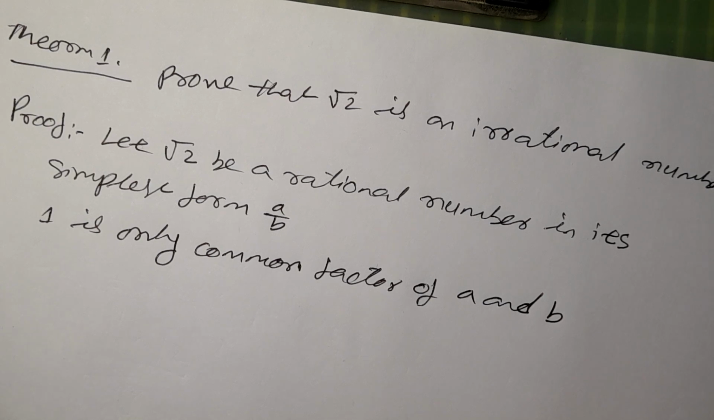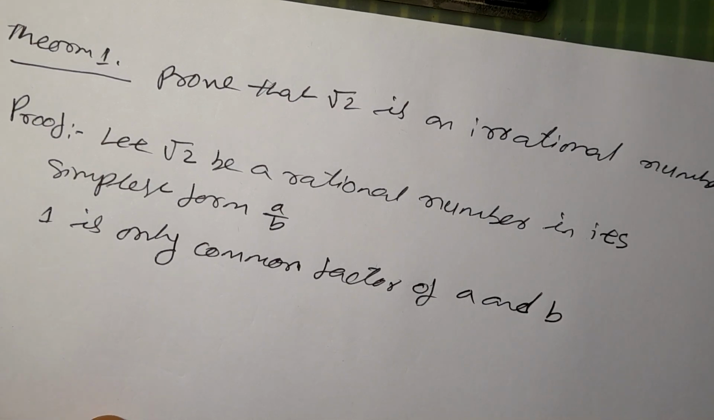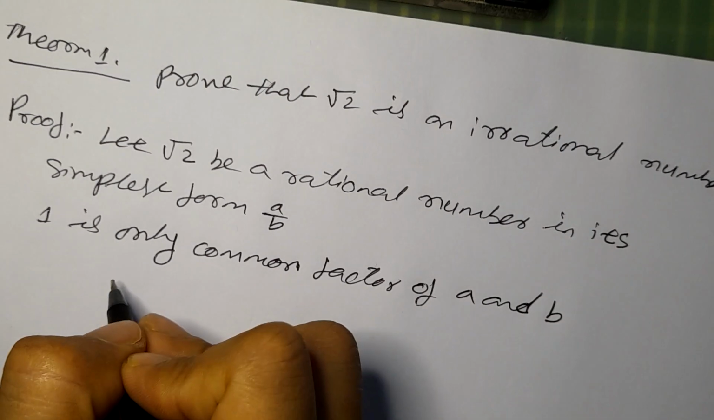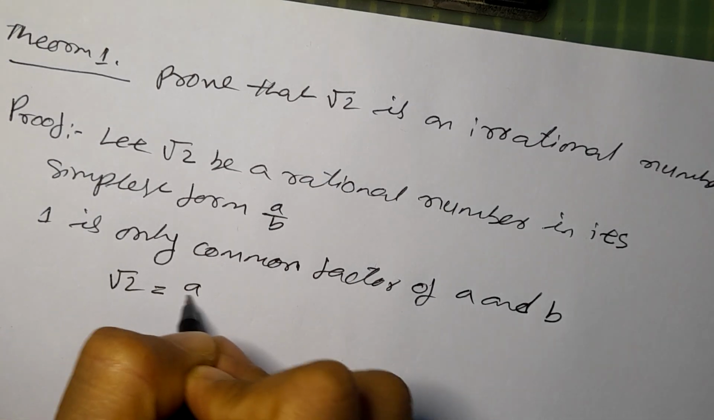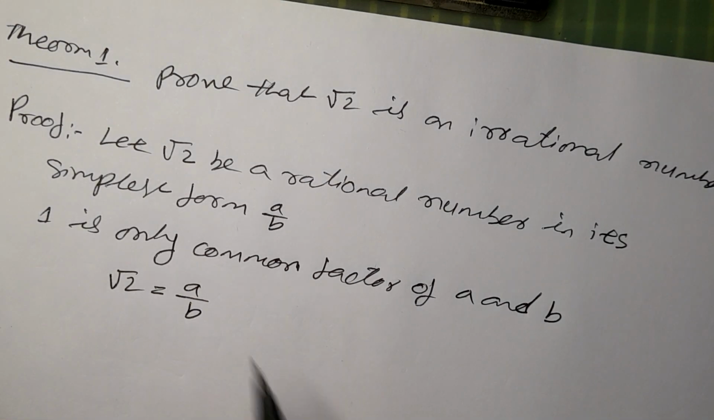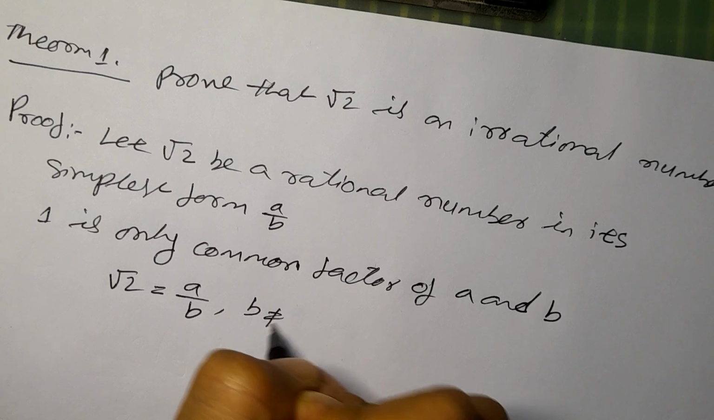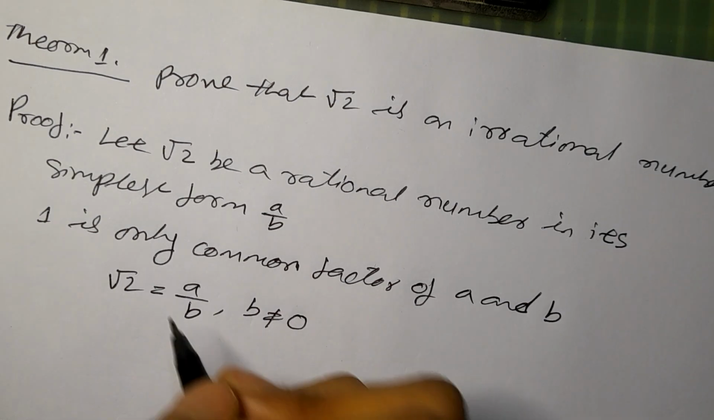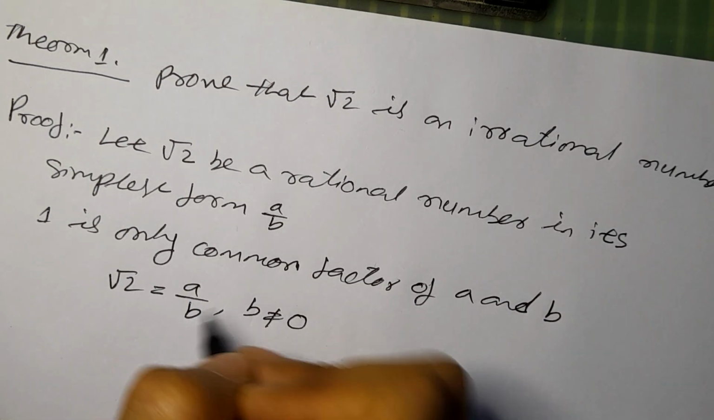Now since we have considered a rational number, which number have we considered rational? Root 2. So root 2 is a rational number, that is a by b. Now b does not equal 0, you have to mention it. Instead of a by b, some may take p by q, that is also correct.